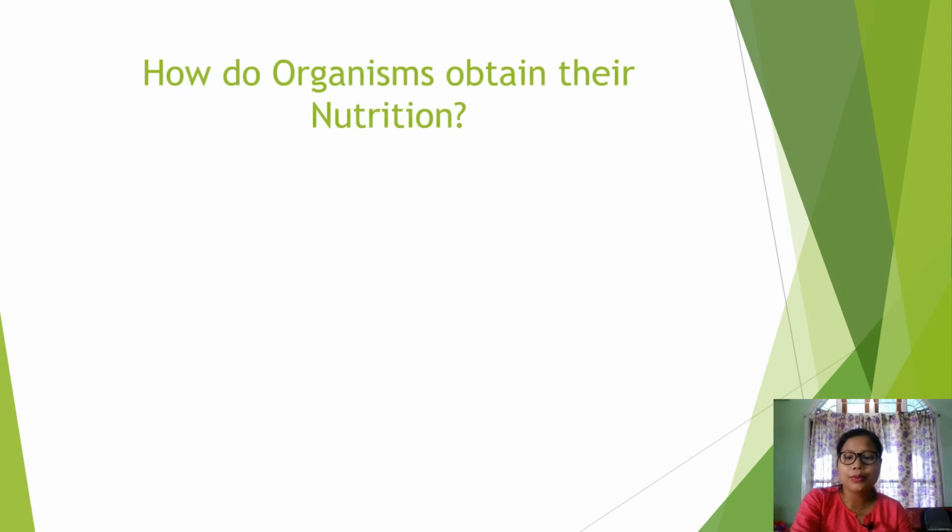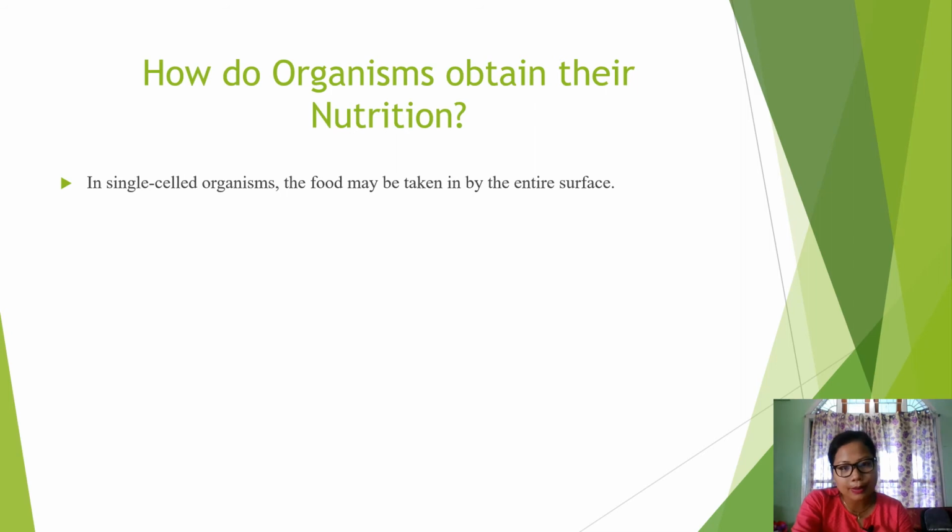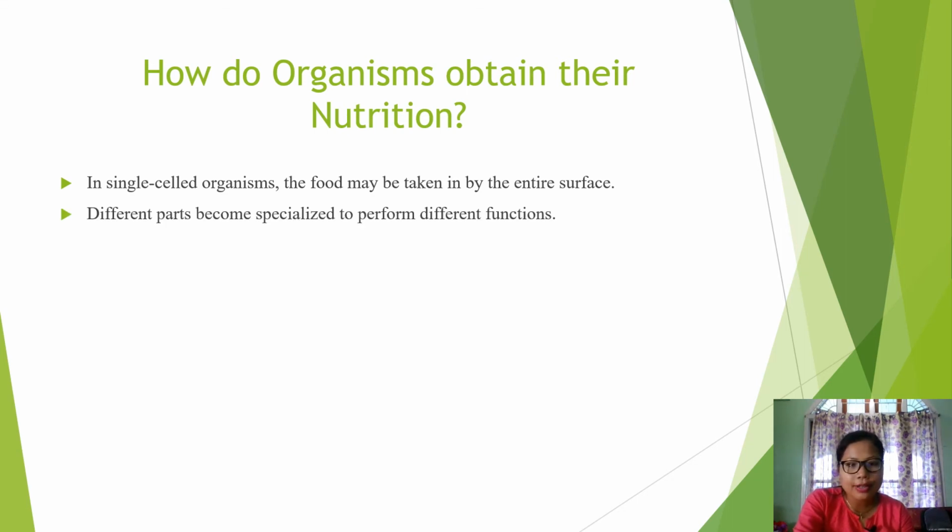Now we'll learn how organisms obtain their nutrition. When I say single-cell organisms, you know what single-cell organisms are, isn't it? Single-cell organisms have a single cell, and multicellular organisms have multiple cells. In single-cell organisms, the food may be taken in by the entire surface, and then different parts become specialized to perform different functions.